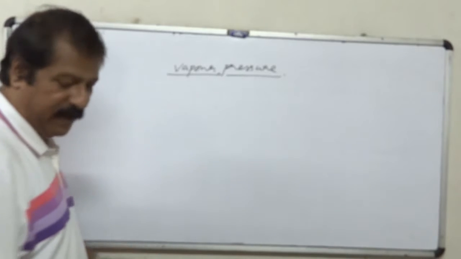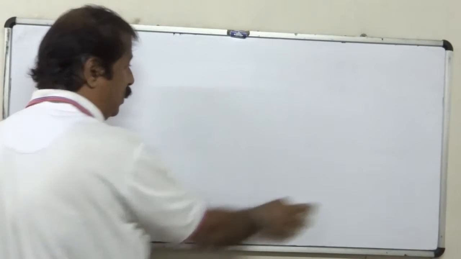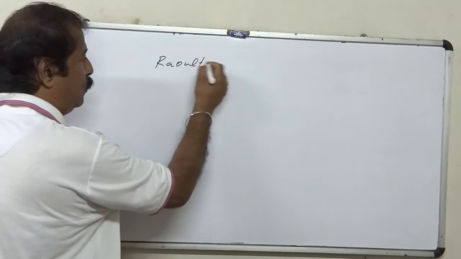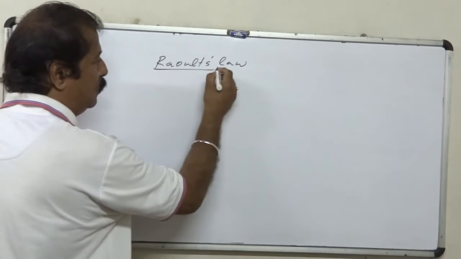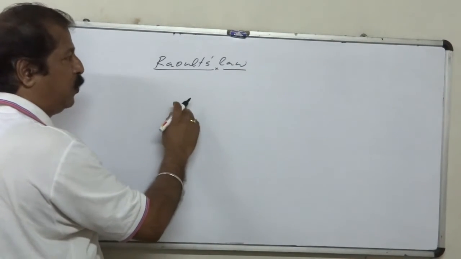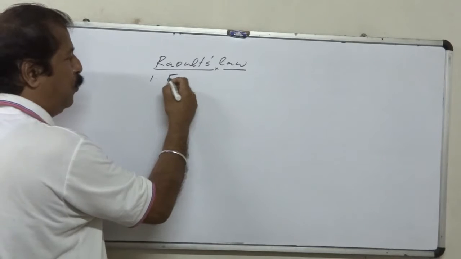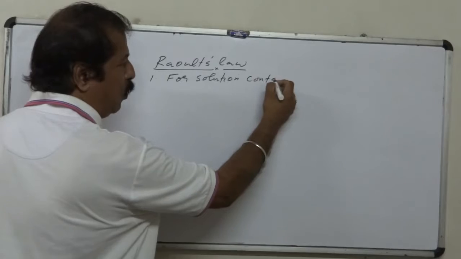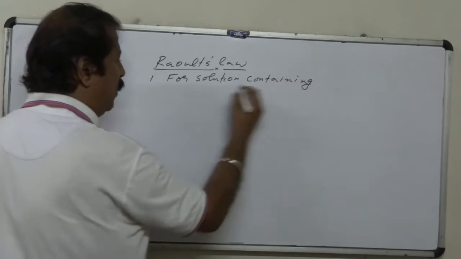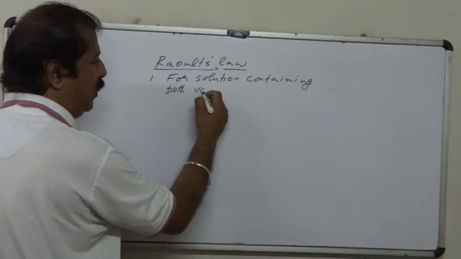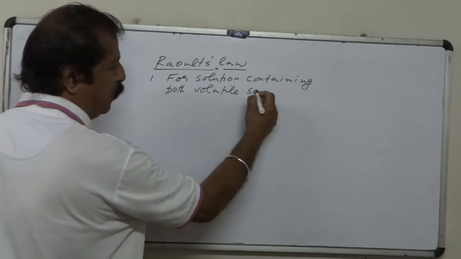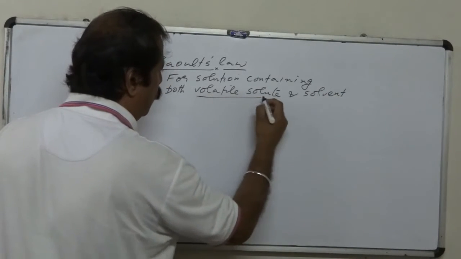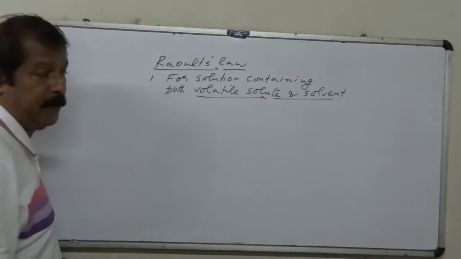Then we will go to the next topic, a law regarding vapor pressure. That is called Raoult's law. Raoult's law has two types. Number one, for a solution containing both volatile solute and solvent. Solvent and solute are both volatile. These two components are volatile.